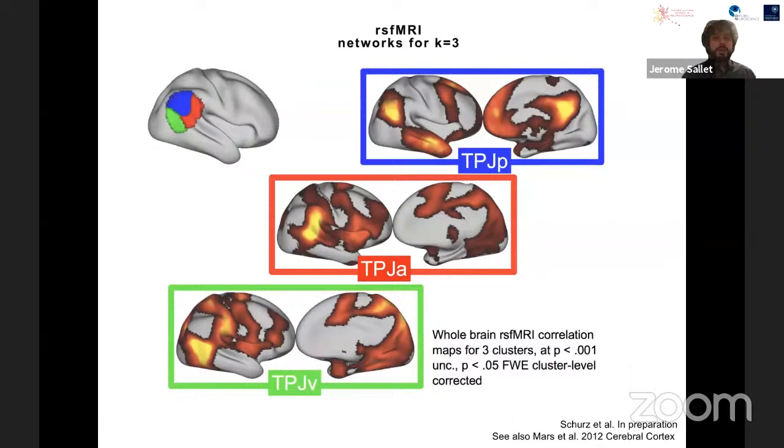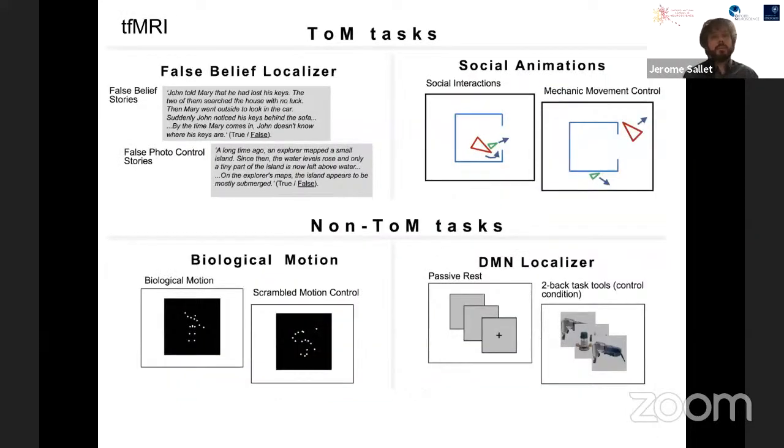But in addition to just doing this resting state fMRI parcellation, he was also able to collect some task fMRI data in the subjects. So he used several localizers, like a false belief localizer, where you are telling stories about people to subjects, and at the end, you're asking them true or false questions about the story they just read. Or you could use a non-social story that does not involve people as a control.